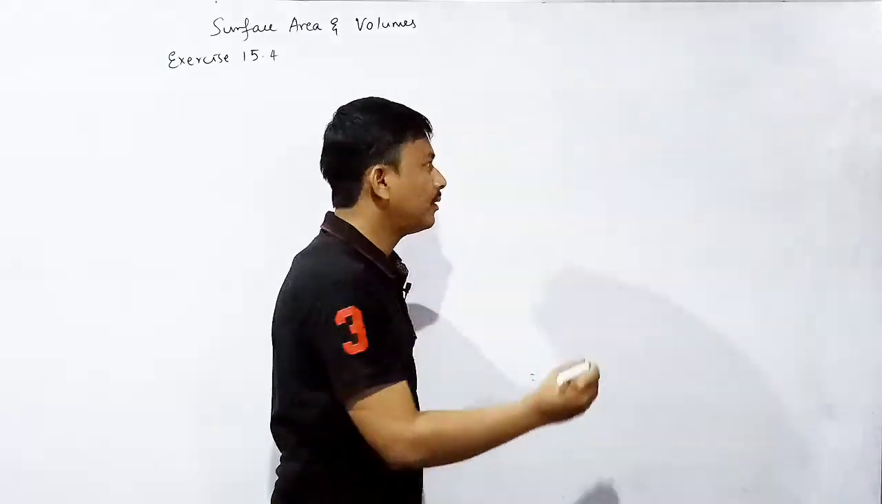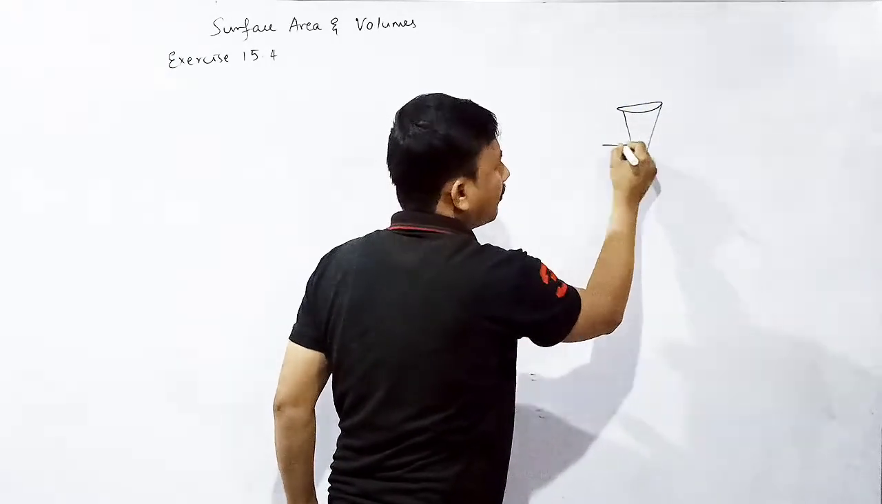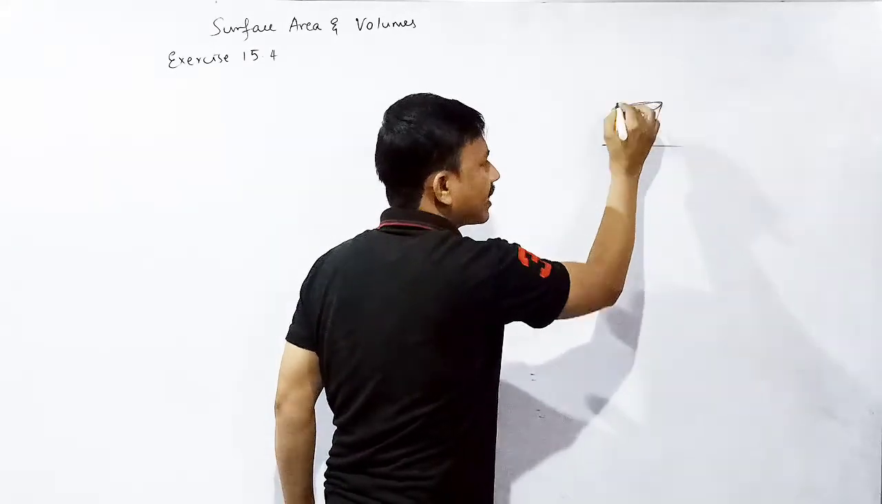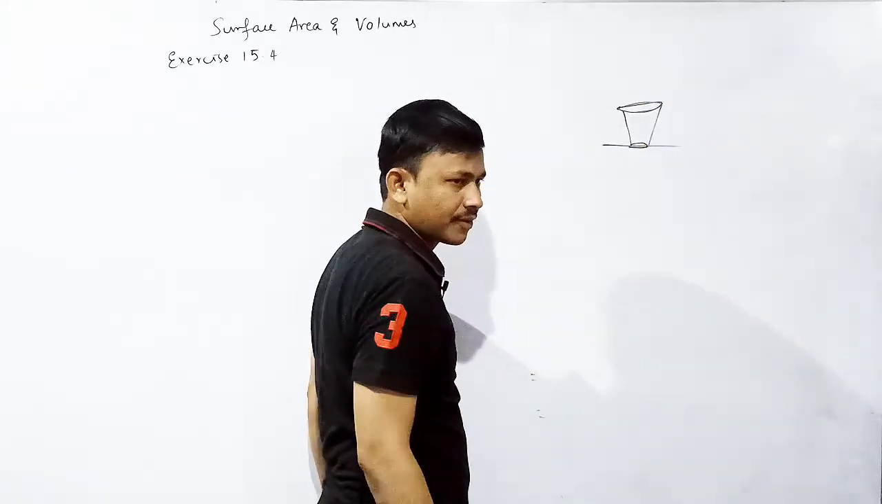What is a frustum of a cone? If you take a cone and divide the cone perpendicular to the base circle, then what will we get? We will get a frustum of a cone.